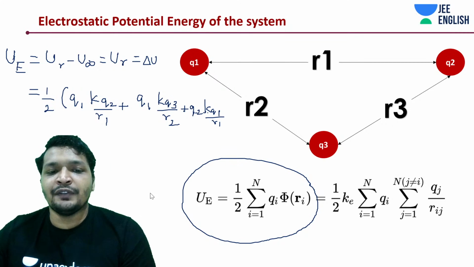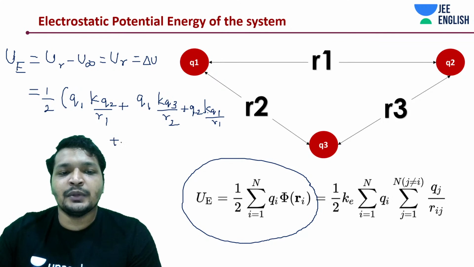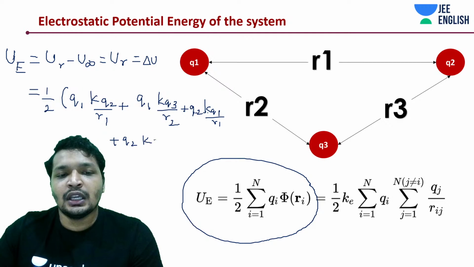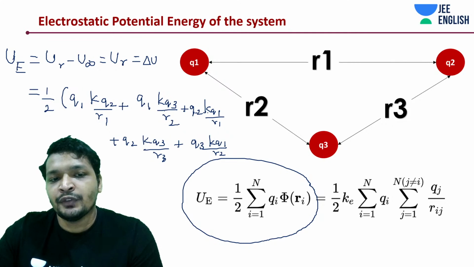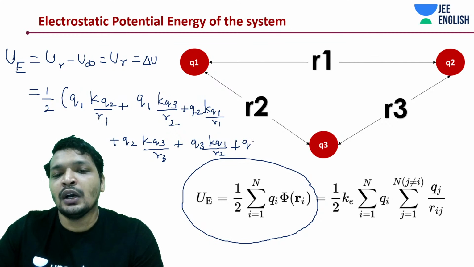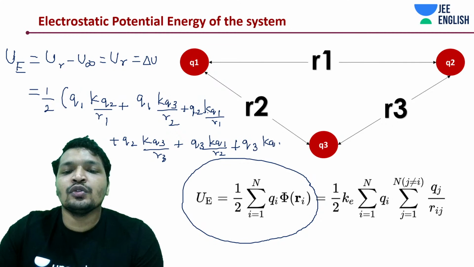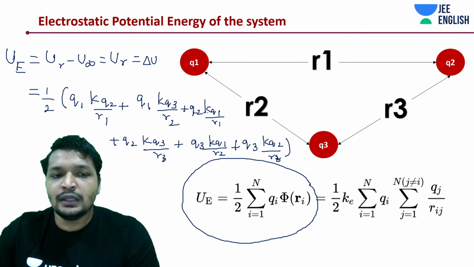Similarly, if you do it for every term, you'll observe a repeating term everywhere. For example, again there would be Q2 into K Q3 by R3 plus Q3 into K Q1 by R2, the repeating term. If you notice, the second term and this term are repeating, and then you would have Q3 into K Q2 by R3.